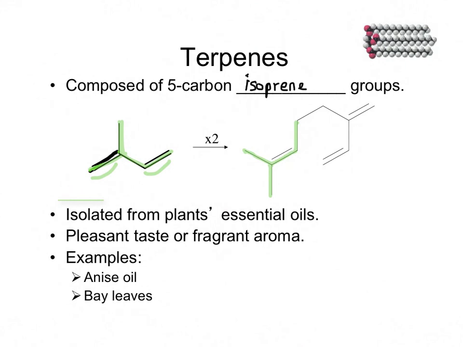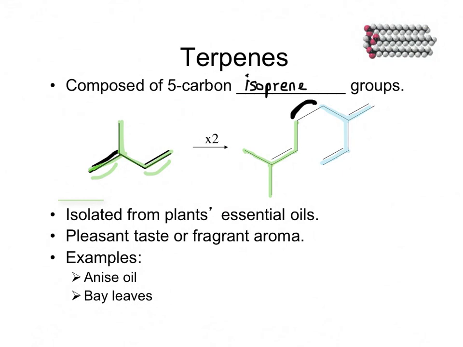Now, the trick is finding the other branch. If you look carefully, the only place where there could be a branch is right here. There's the other branch, and the rest of the straight chain part is right there. It's pretty typical that the connection is the head of one of the isoprene units hooked to the tail of the other.